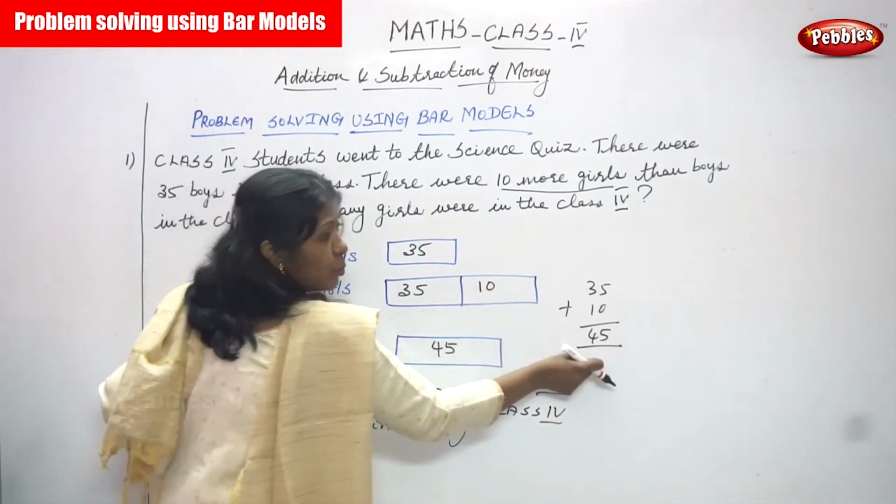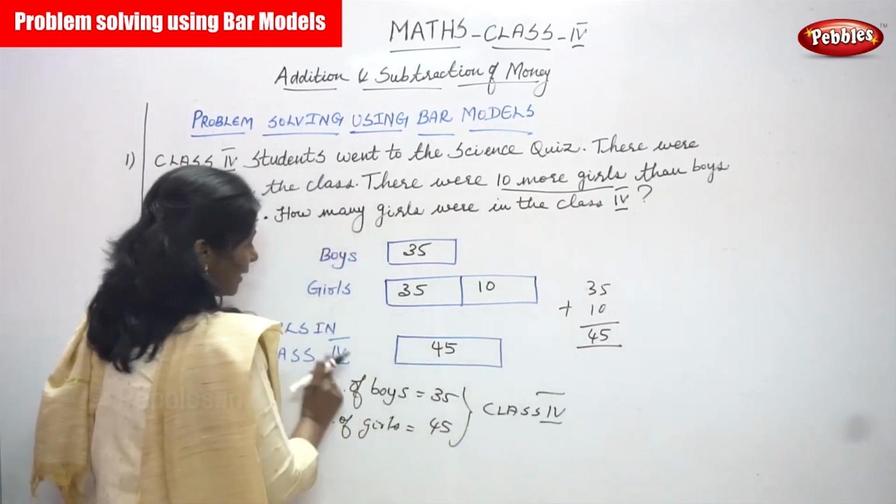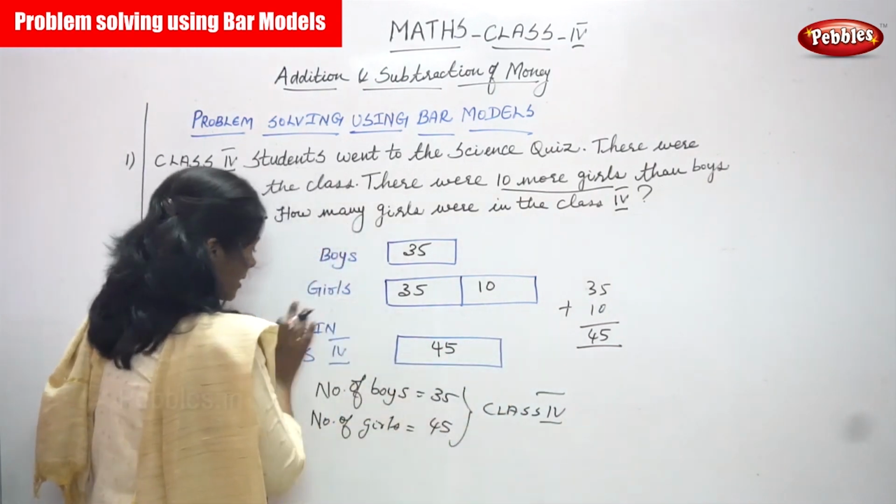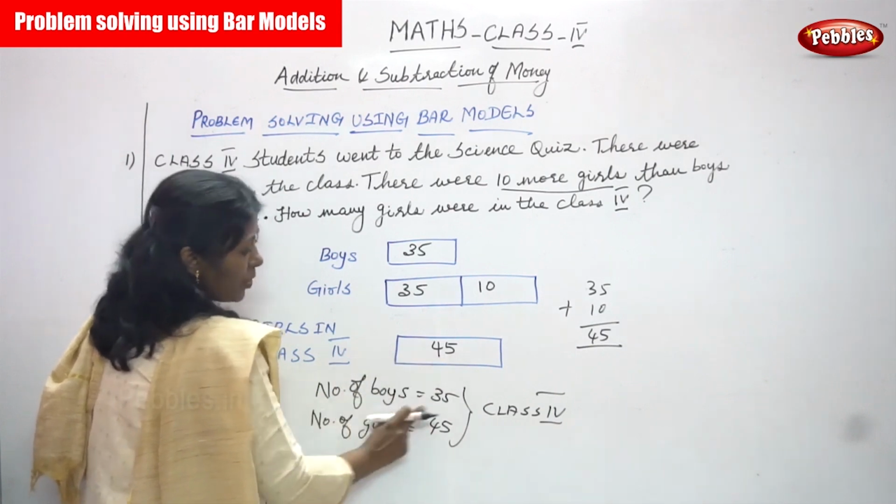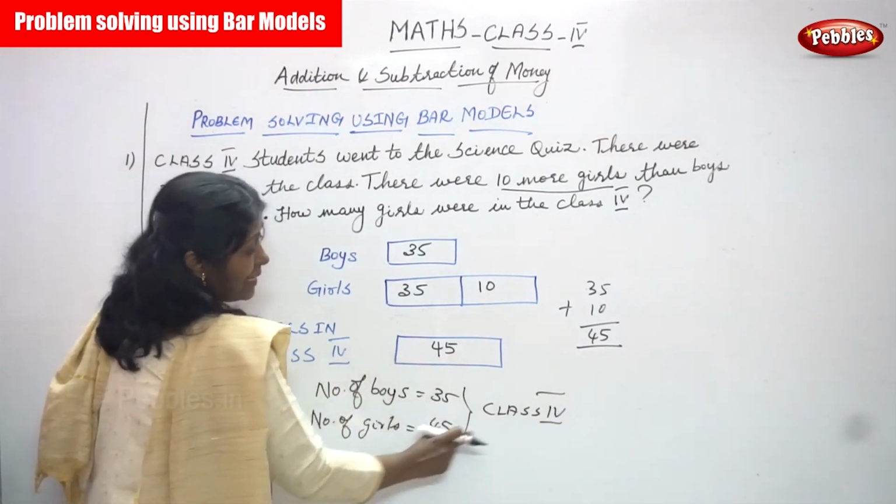35 plus 10, you get 45. So girls in class 4 are 45 students. The number of girls is 45. The number of boys is 35. The number of girls is 45 in class 4.